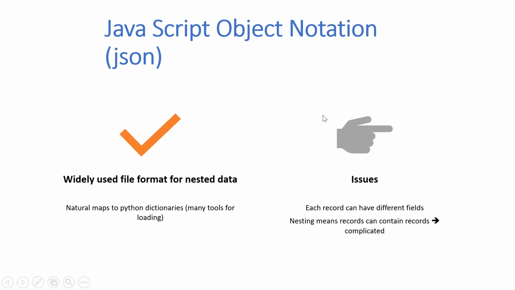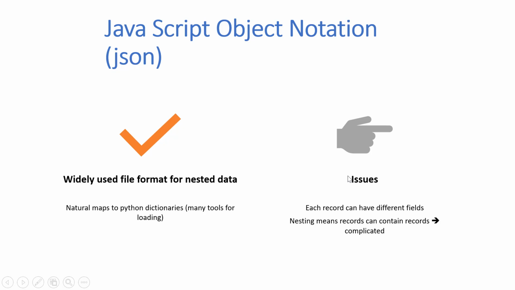JavaScript Object Notation, or what we call JSON, is a very common format these days. When you make a server call, it could send you this kind of JSON object, which contains a lot of information about the data that you get. In other words, rather than sending the data through a pipeline from database to the browser, you could send a JSON object, and then the browser can display it. It's a widely used file format for nested data. There's a natural map to Python dictionaries, and many tools for loading JSON files.